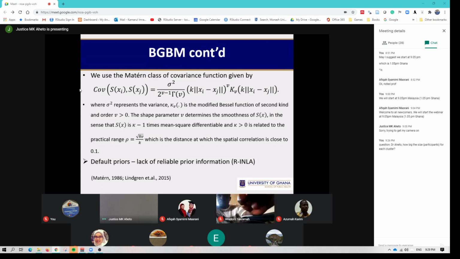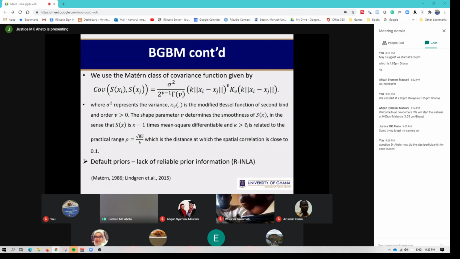Then there's another critical element, which is the K. This K quantity here is also very, very important to us in terms of our modeling, because that determines how much differentiability we want to go for. For instance, if you have K minus 1 times, we want to see that the K still is more than 0. And also, you can think about the practical range.